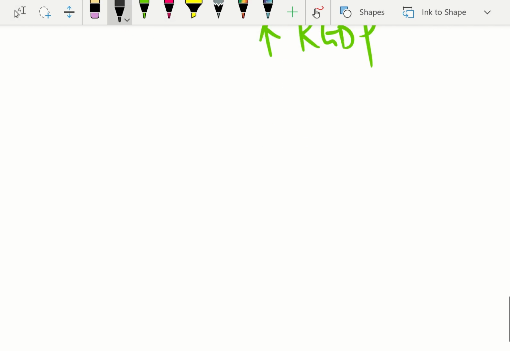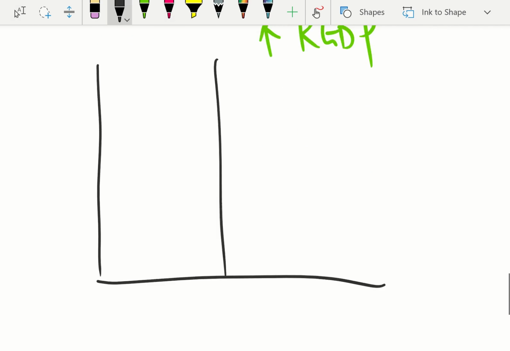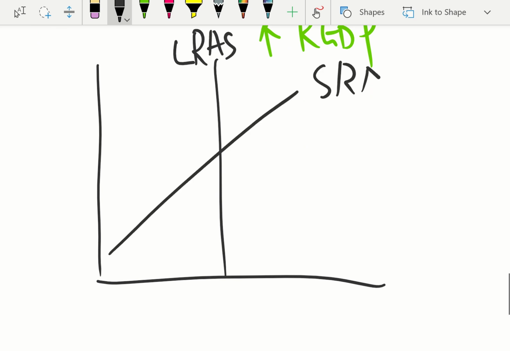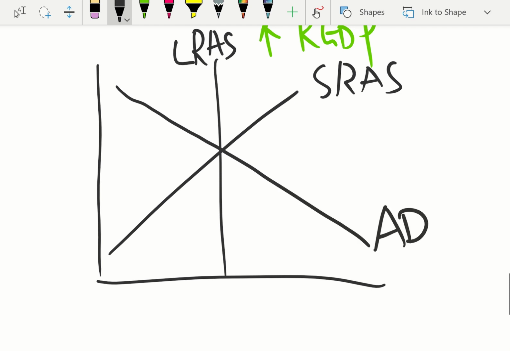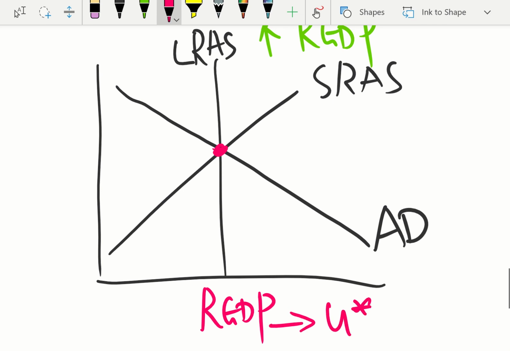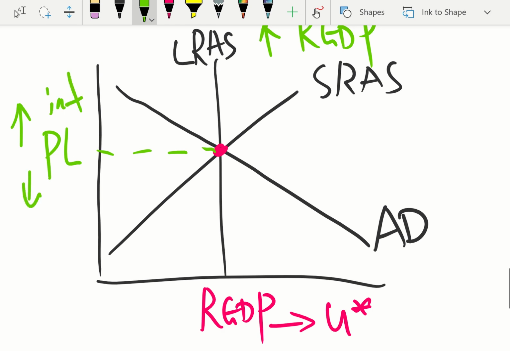So let me draw this on the notes over here. Long run aggregate supply curve, short run aggregate supply curve, and then our aggregate demand curve. Now, this intersection here in the middle is our long run equilibrium. This will give you the real GDP for the economy, which means this is your natural rate of unemployment. And this will also give you the price level for the economy. Now, if your price level increases, that's inflation. Anytime the price level decreases, it's deflation.